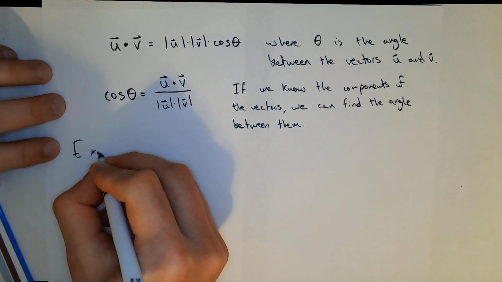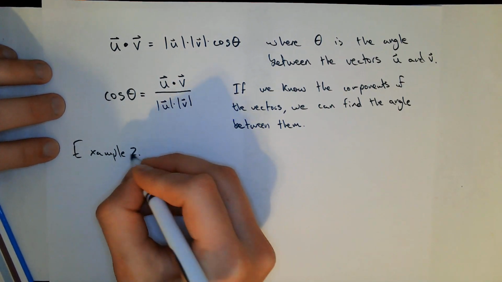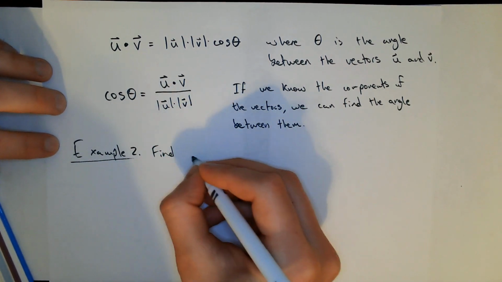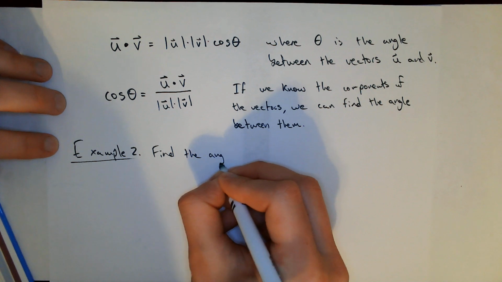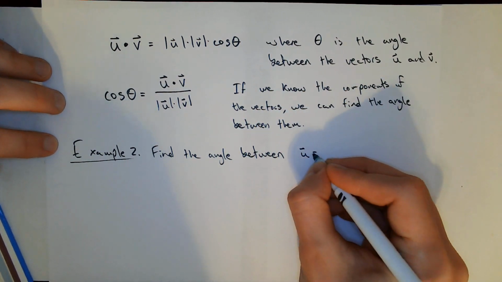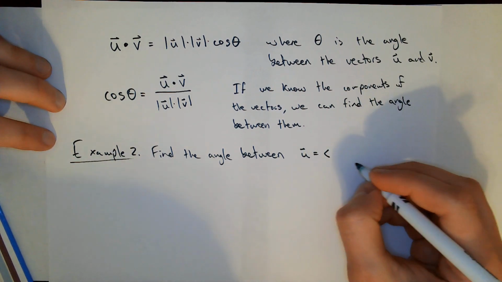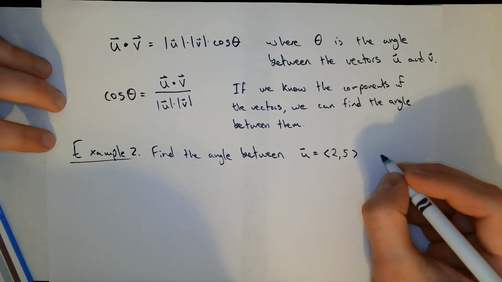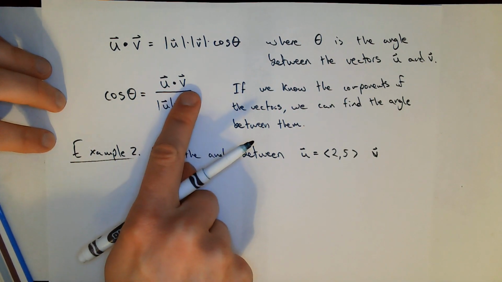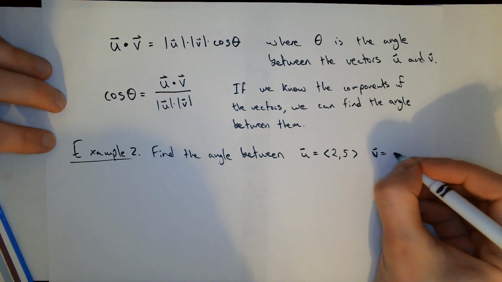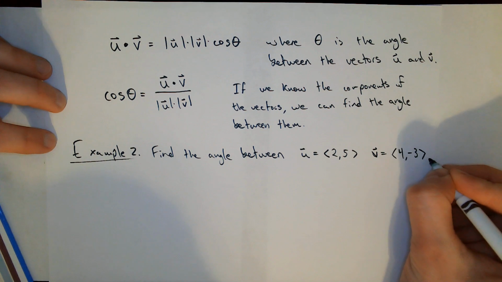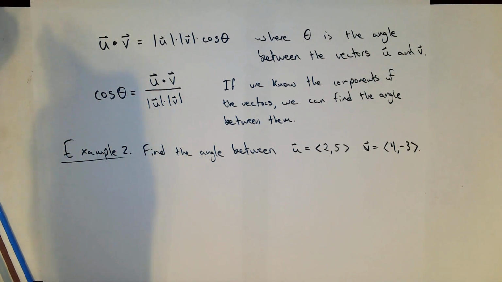Example 2, let's find the angle between vector u, which is 2, 5, and vector v, which is 4, -3. You do need the components to be able to find it, because you've got to know the dot product, and the dot product requires that you know the components. Find the angle between these two vectors.